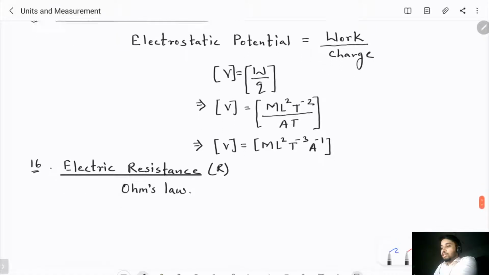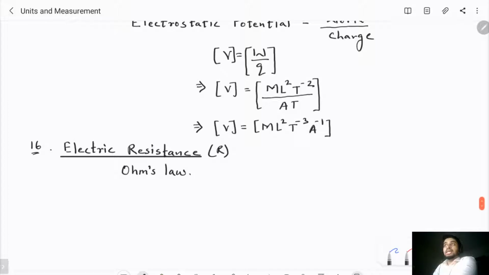Ohm's law gives a relation between potential difference, current and resistance. Yes or no? So from Ohm's law we get V equal to IR. So from this expression we can write I as V by R, where I is the current, R is the resistance. So we need R. Sorry, I made a mistake here. So R will be equal to V by I.